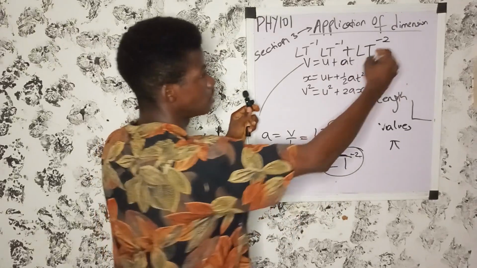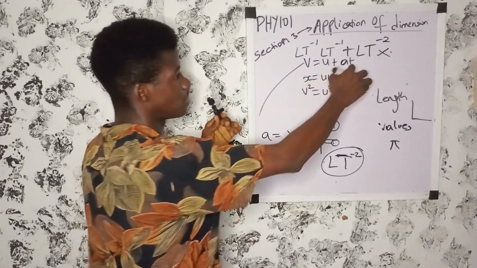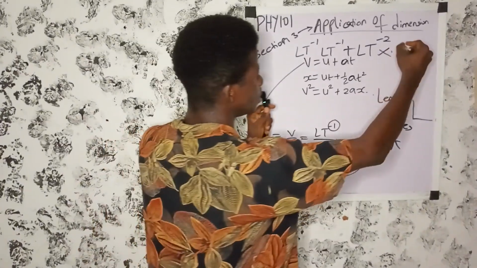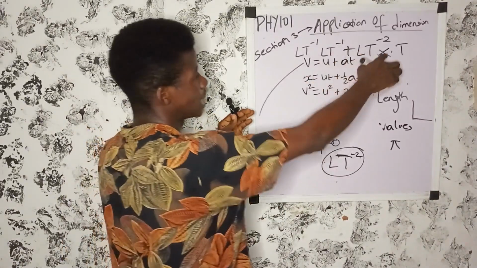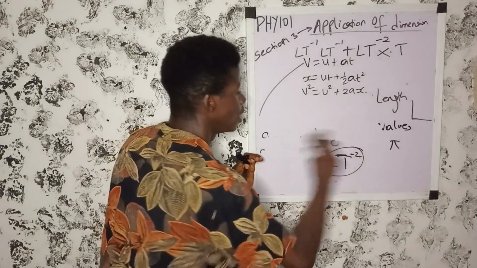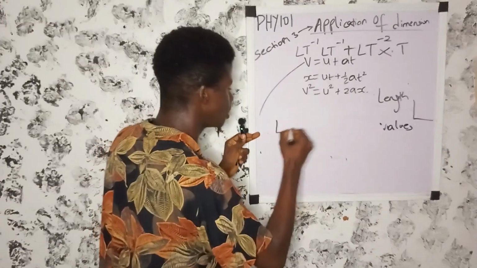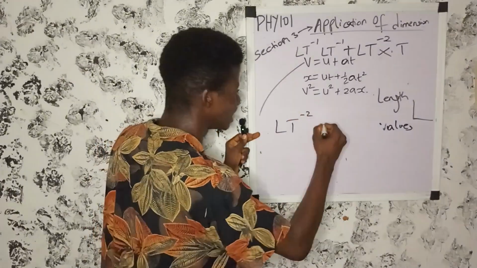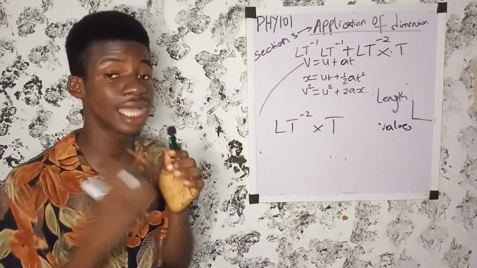So plus L t raised to power minus 2. Then AT times time. Now what is the dimension for time? The dimension for time is capital letter T. So we have L t raised to power minus 2 then times T. Now if you multiply these two, this is also a law of indices. I told you that is the law of multiplication.